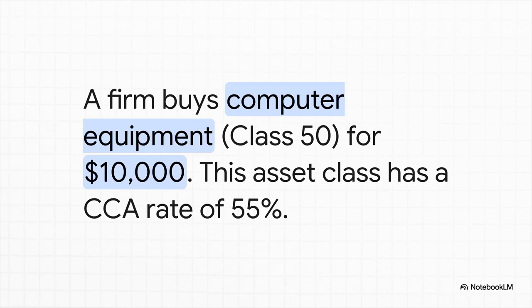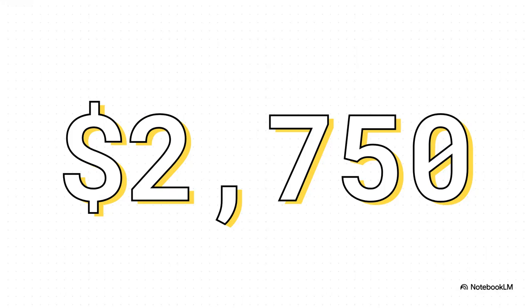You know, theory is fine, but seeing it in action makes all the difference. So, let's create our running example. We'll imagine a business that goes out and buys $10,000 worth of new computer equipment. For tax purposes, this type of asset is in Class 50, and that class comes with a CCA rate of 55%. So how did we arrive at this number for the first year's deduction?